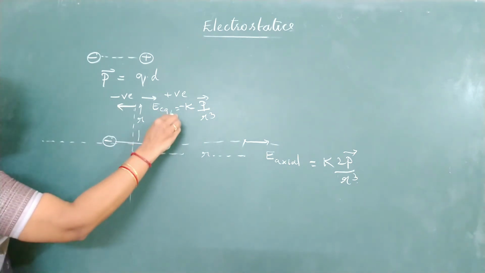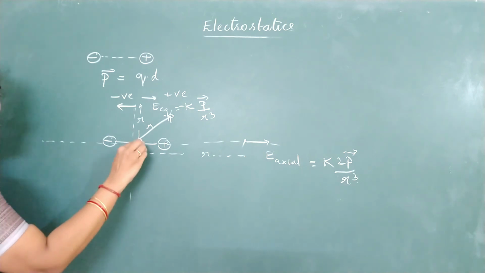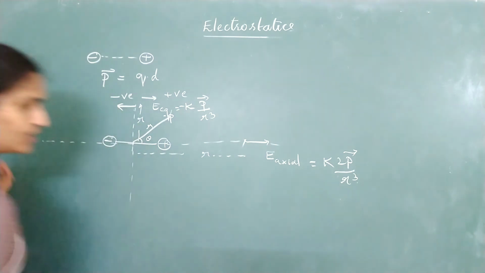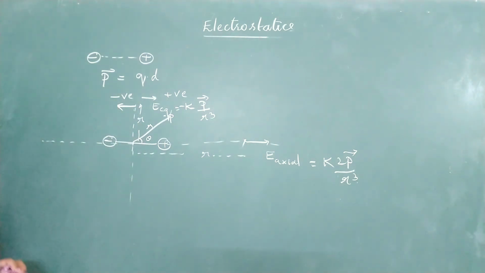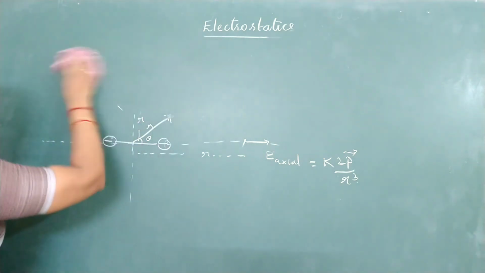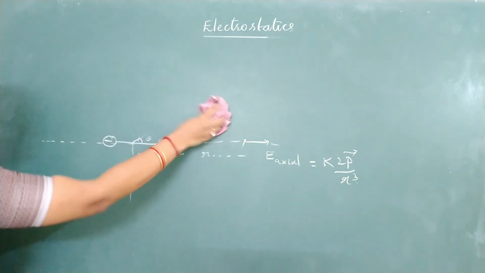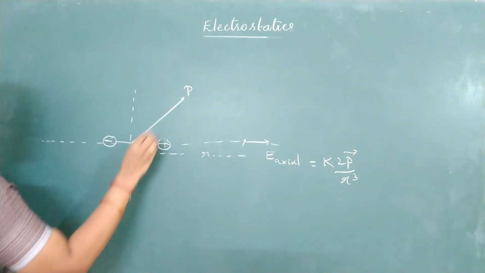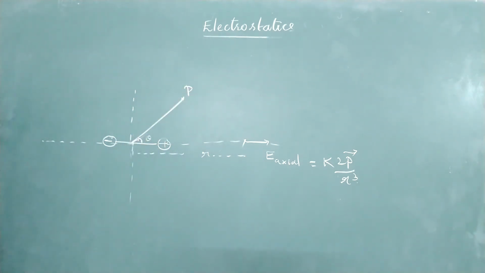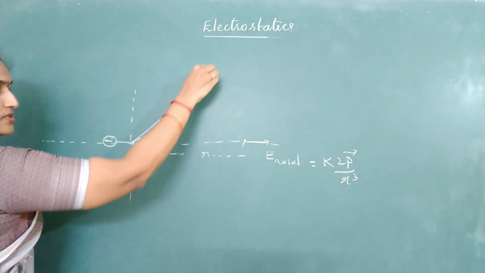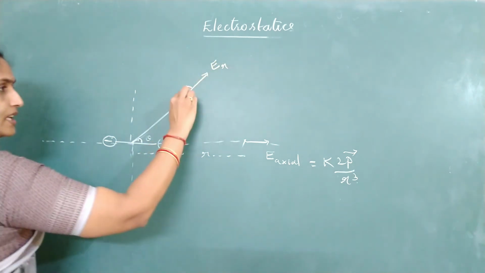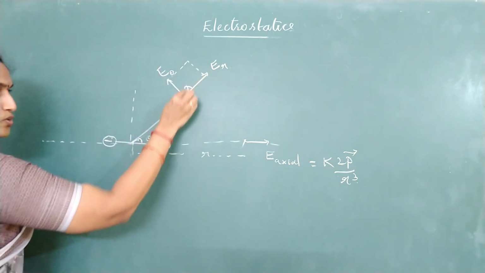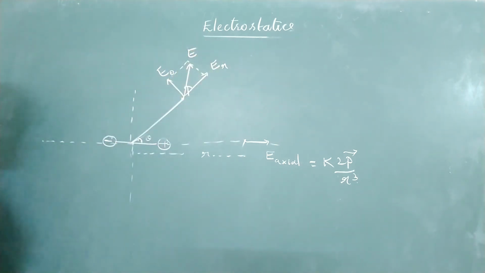But if a point P is at any other point making an angle theta with the dipole moment, then how do we evaluate the electric field? We take two components, angular and radial components. For a point P which is making an angle theta with the dipole moment, this is the radial component, and this component we call the angular component. The resultant of these two will give you the net electric field.